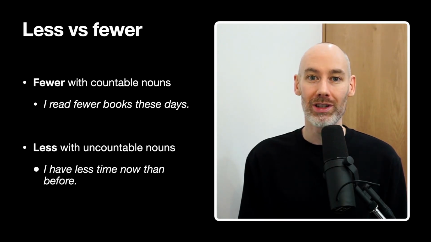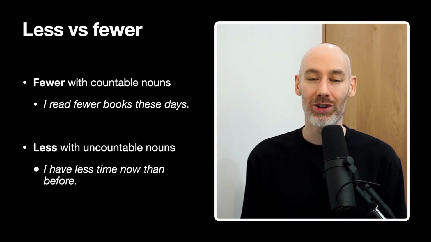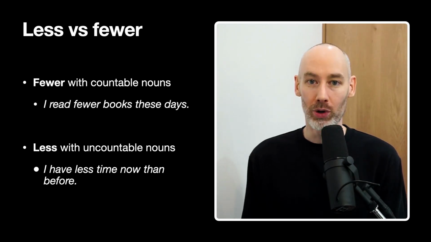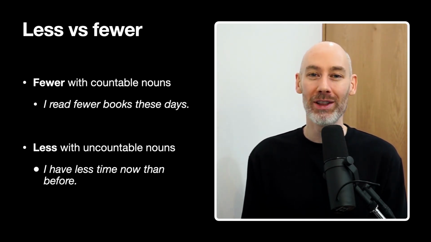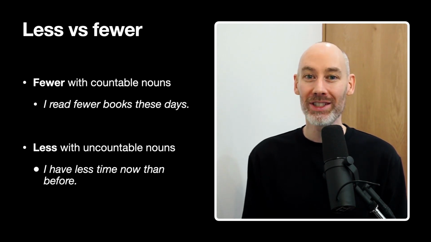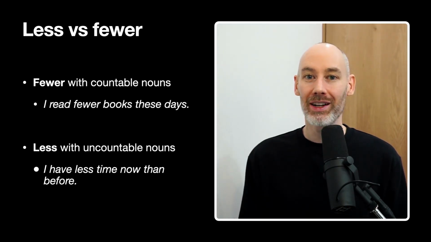So books is a countable noun. We can count 1 book, 2 books, 3 books, etc. So fewer books. The next example sentence with less says, I have less time now than before. So maybe a similar situation. You had more free time in the past, and now you are busier than in the past. You have less free time than before. Okay, time is an uncountable noun.